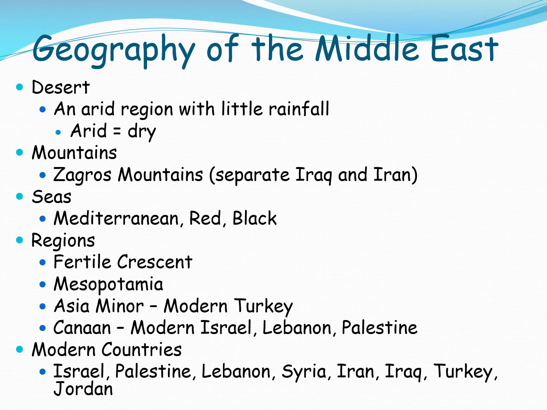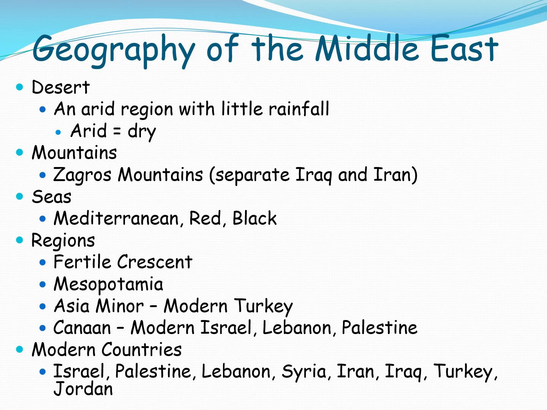Before we get started on these different people, let's take a look at the geography of the Middle East. For the most part, the Middle East is a desert, which means it's an arid region with little rainfall. The word arid means dry. It's one of those technical terms that you'll need to know. Arid means dry.